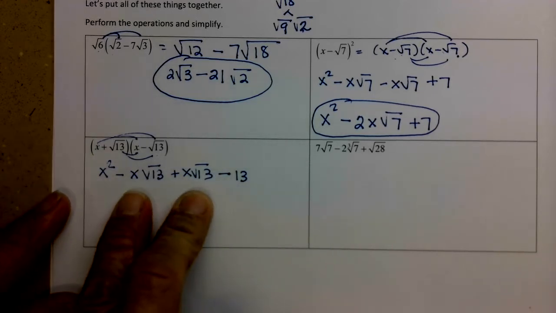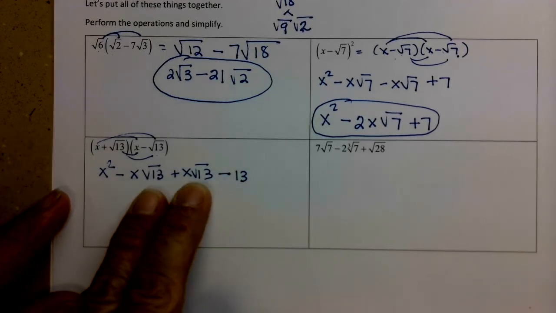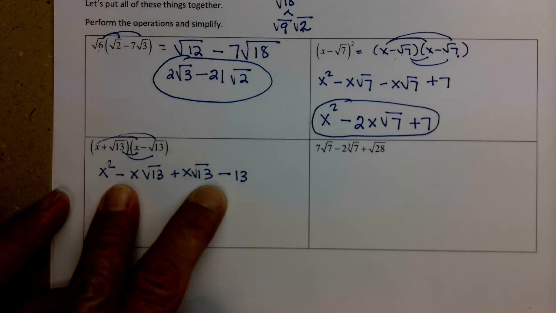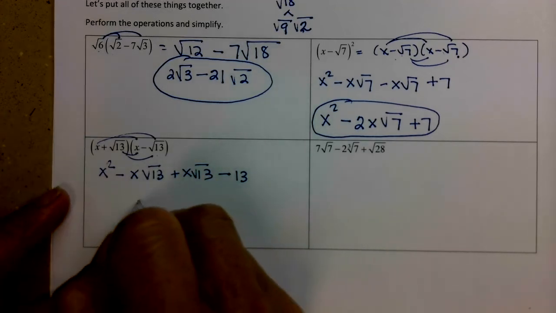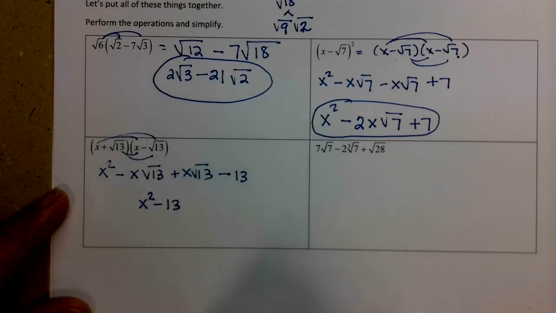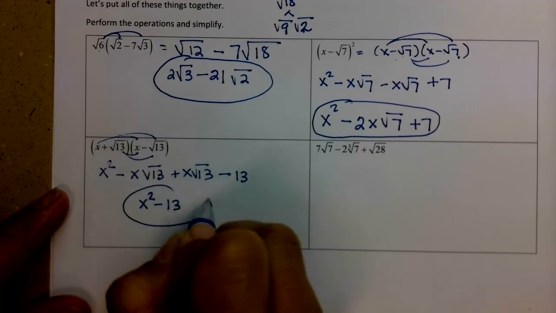So this time, those two terms in the middle, same radicand, right? Same index, so I can add those. I have a negative one of them and a positive one of them, so they're going to cancel. So that product is just x squared minus 13.